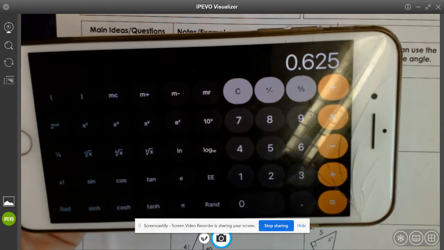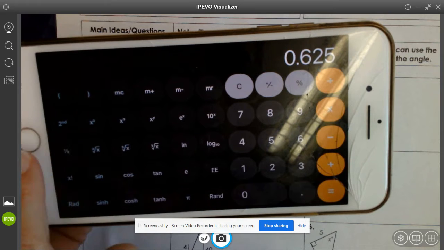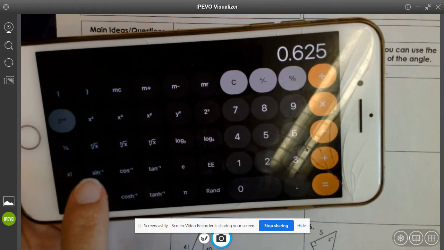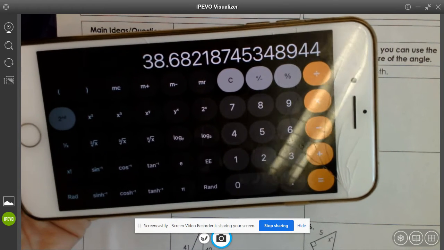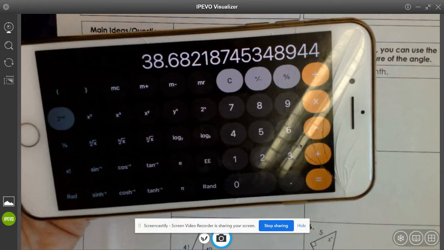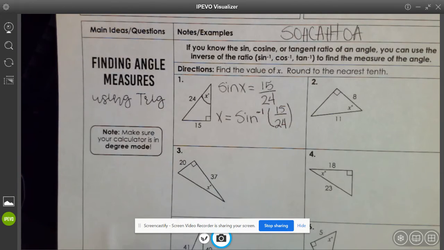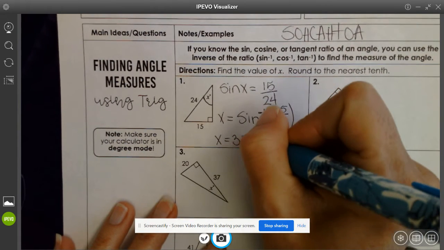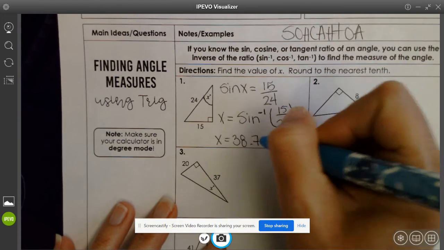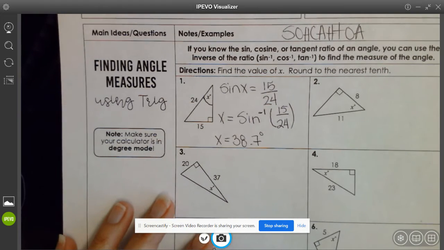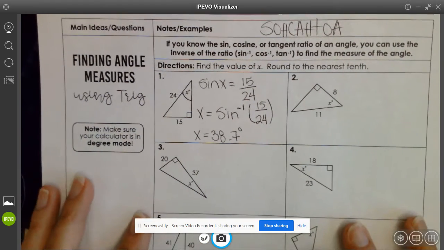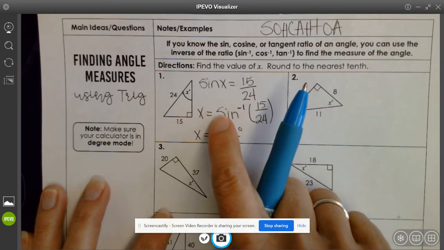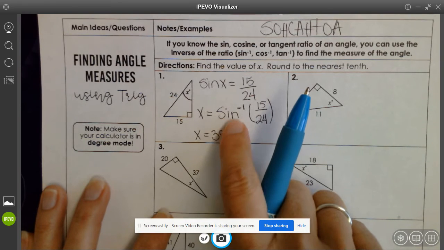Because that's a ratio, right? And then we're going to press the second function, and that's where sine inverse is going to show up. Press this one, and you get 38.7. That's the actual angle. X equals 38.7. That's an angle. You got to use the degree function, right? All right. Pretty straightforward, right? You're just learning how to use the new function in your calculator, which is sine inverse.